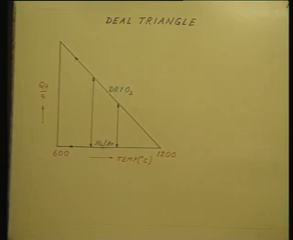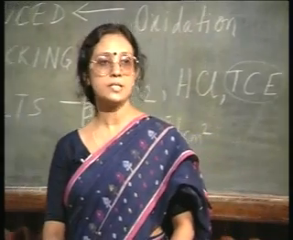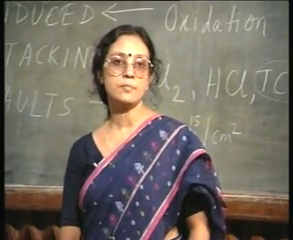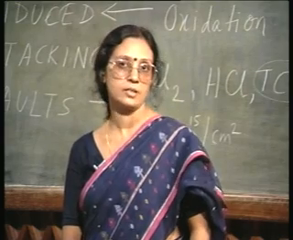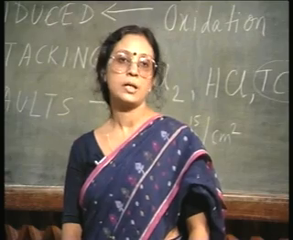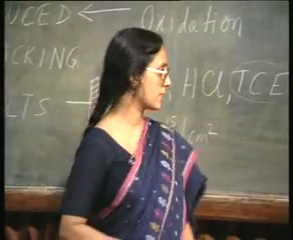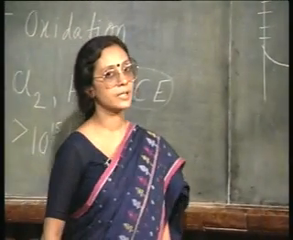Now, finally we come to the fixed oxide charges, and you remember that these fixed oxide charges are present within 100 angstrom from the silicon dioxide interface, where the oxidation is incomplete. The composition of the oxide there is SiOx, not SiO2, x being less than 2.